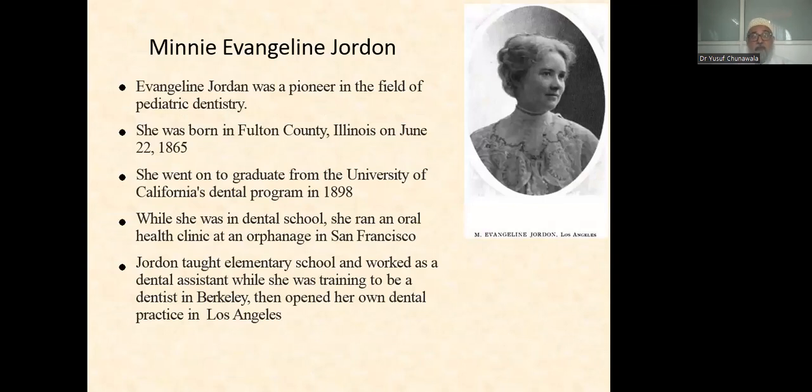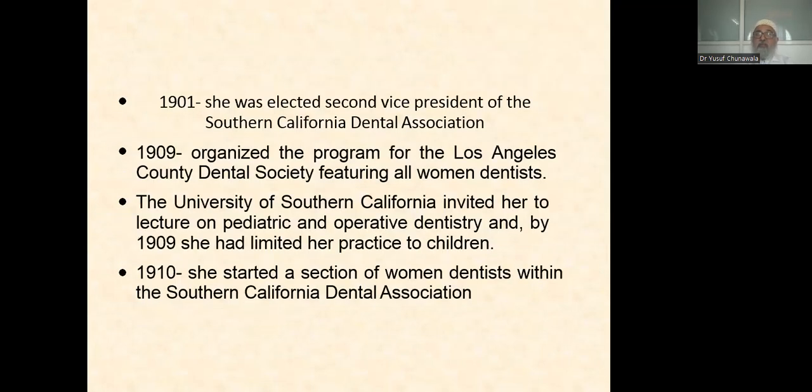Then we have Minnie Evangeline Jordan. She was also considered one of the pioneers in the field of pediatric dentistry. She basically graduated from California in 1898, and while she was in dental school, she ran an oral health clinic at an orphanage in San Francisco. Now, Jordan also taught elementary school and worked as a dental assistant while she was training to be a dentist in Berkeley, and then opened her own dental practice in Los Angeles. Then finally, she was elected as a second vice president of the South California Dental Association.